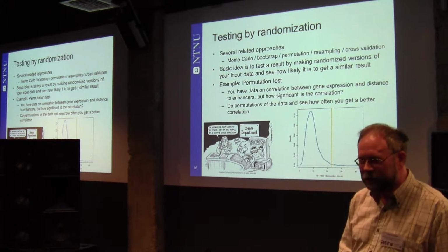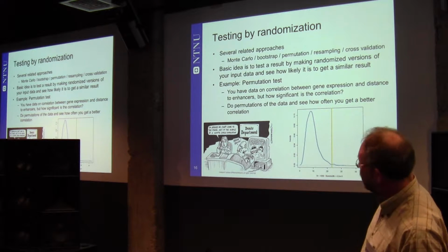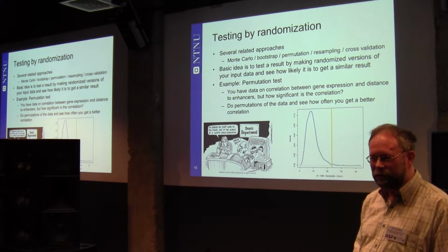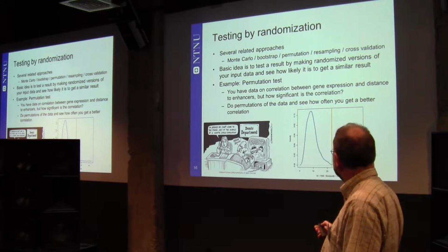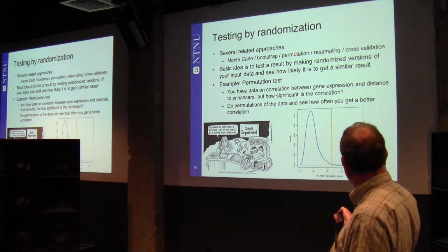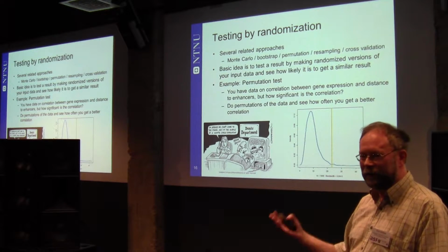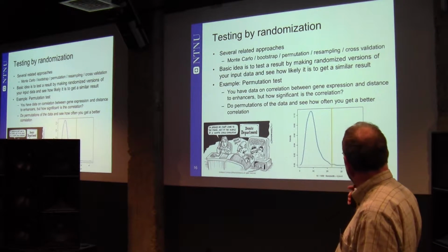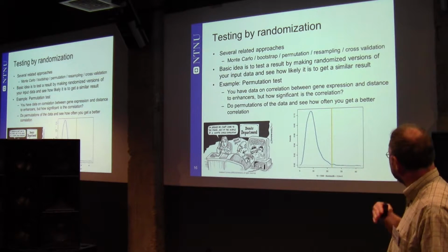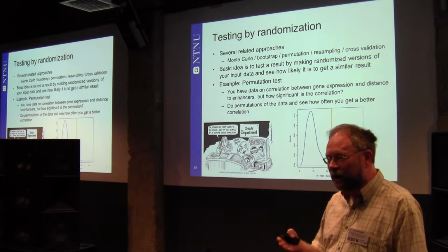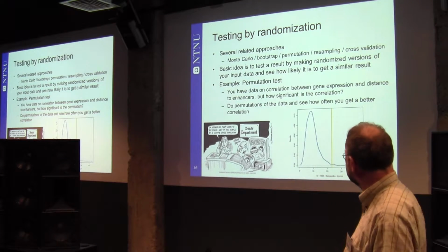And then, how do you test that? You can test that by randomization. Testing by randomization is something that is used very frequently in different contexts, in different sorts of wrappings: Monte Carlo, bootstrap, permutation test, resampling, cross-validation. It's based on the same idea, but in different wrappings. The basic idea is to test the result by making a randomized version of the input data and see how likely it is to get a similar or even better result than your actually measured result.